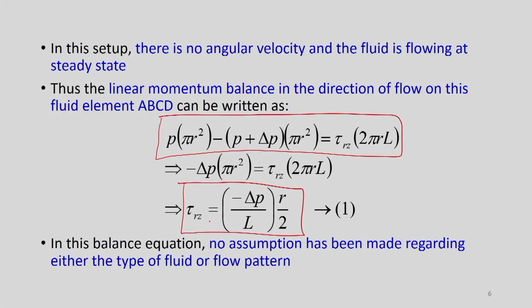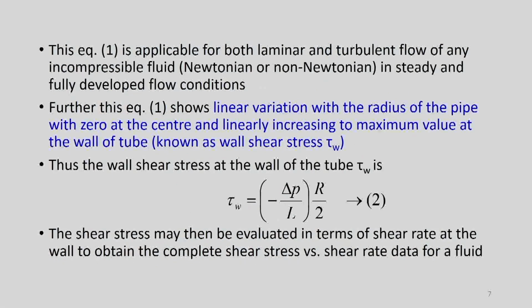Also, we can see that tau r z is proportional to the pressure gradient, and that tau r z varies linearly with the distance r. It is 0 at the center of the capillary, and maximum at the wall of the capillary, that is at small r equals capital R. This maximum shear stress is also known as the wall shear stress, because we are evaluating it at the wall of the capillary tube. That can be written as tau w equals minus delta P by L times capital R by 2.